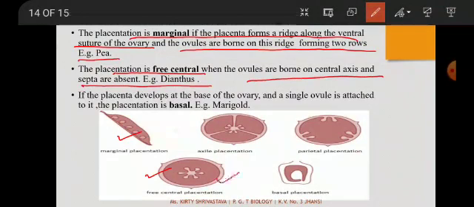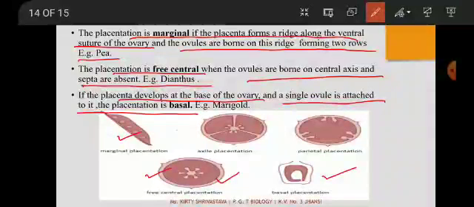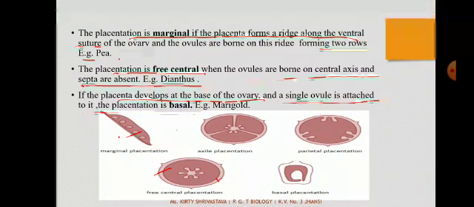And if the placenta develops at the base of the ovary and a single ovule is attached to it, the placentation is called basal. Such an example is seen in marigold, where basal placentation is seen.